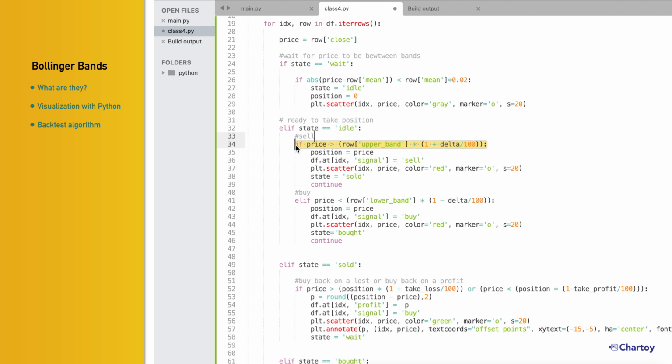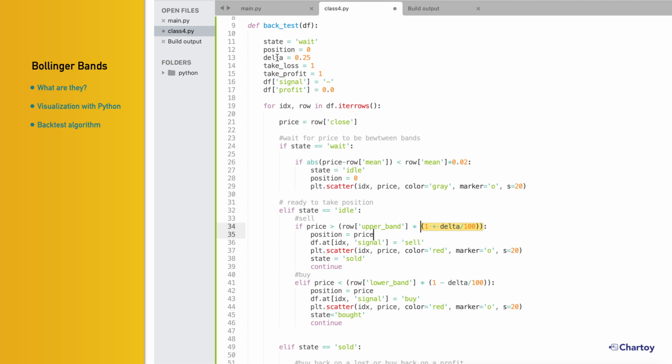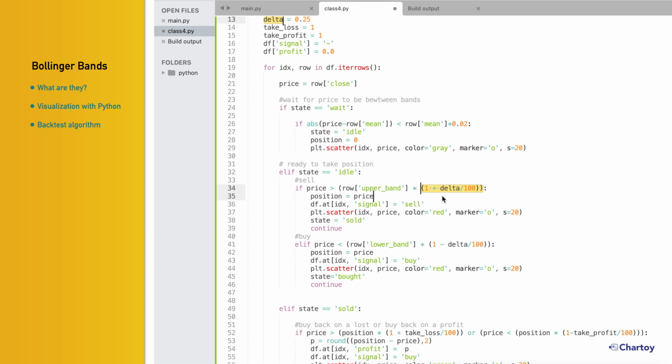So we wait, and if we see that the price crosses the upper band, right? So the price is larger than the upper band multiplied by some constant. This constant is the delta that we just talked about before. We want to see the price cross this line not just by a bit, but by some delta. In this case, delta is 0.25%. So we divide it by 100 and add 1, and we want to see that the price is larger than the upper band plus a bit, plus delta.